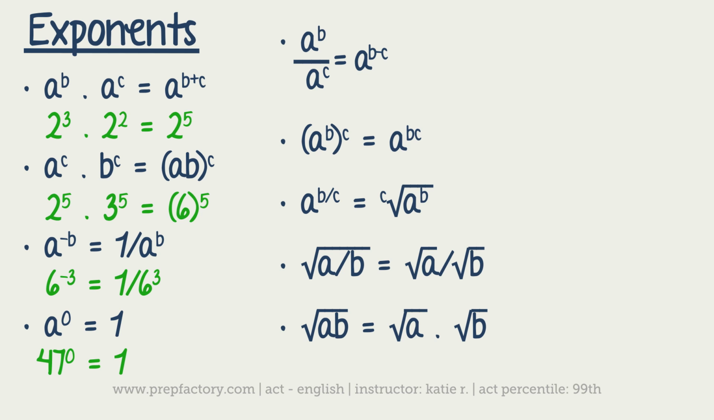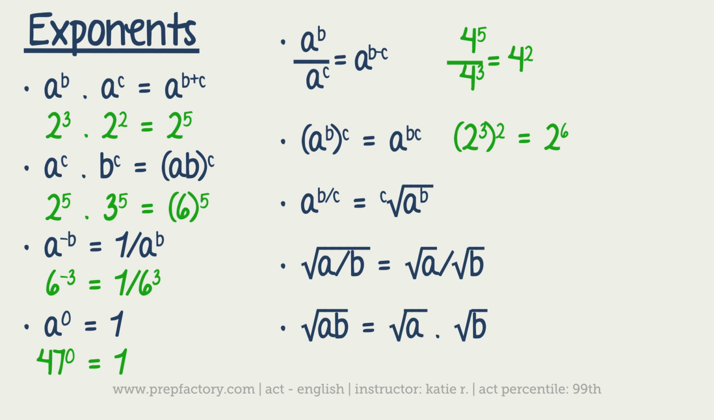Okay, then our next one, we've got a to the b divided by a to the c is equal to a to the b minus c. So we could have 4 to the fifth divided by 4 cubed, and that's going to end up being 4 squared. Okay, then our next one, a to the b, all to the c, equals a to the b times c. So I could have 2 to the third, and then that squared, and that's just going to be 2 to the sixth power.